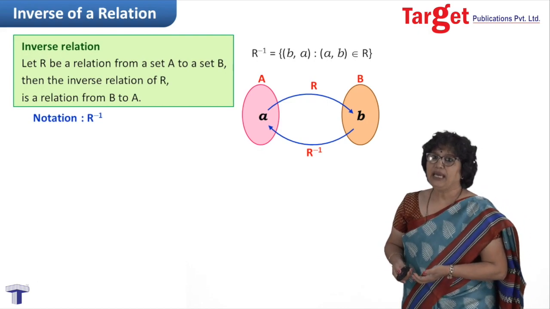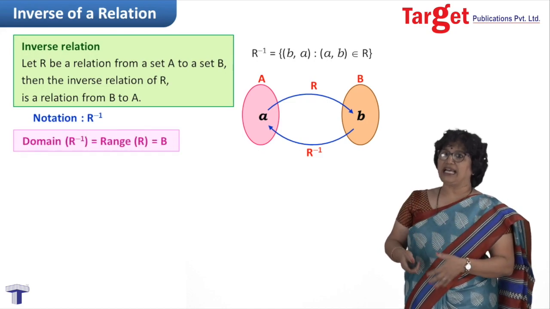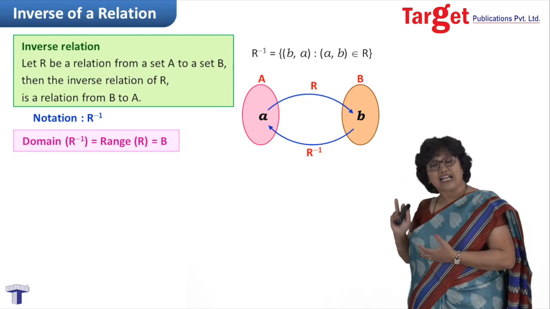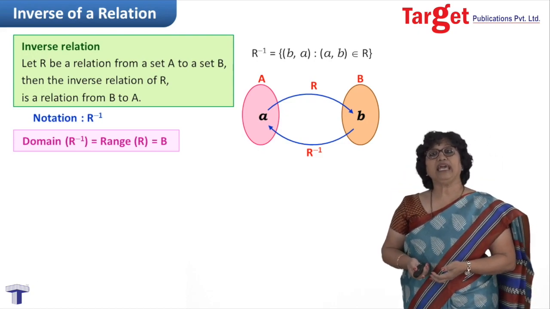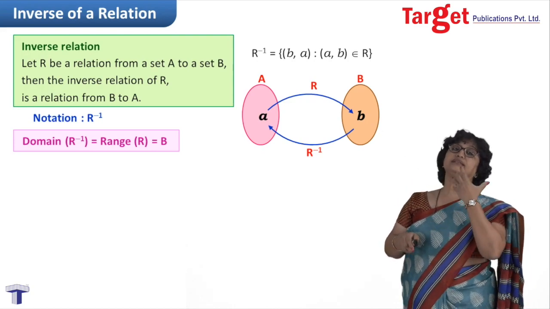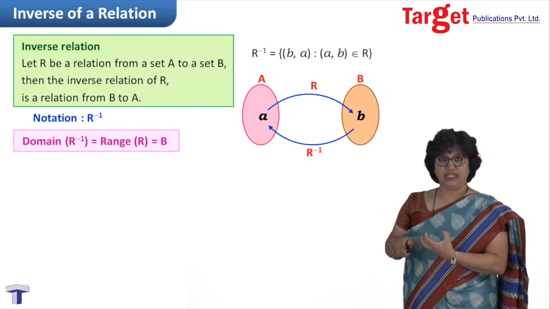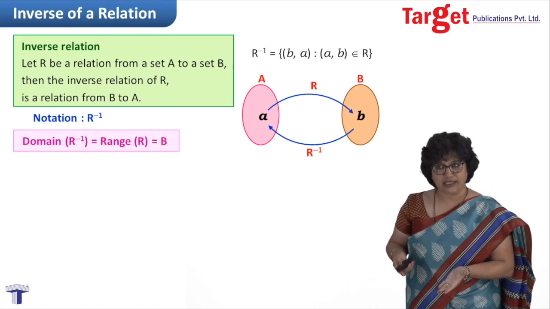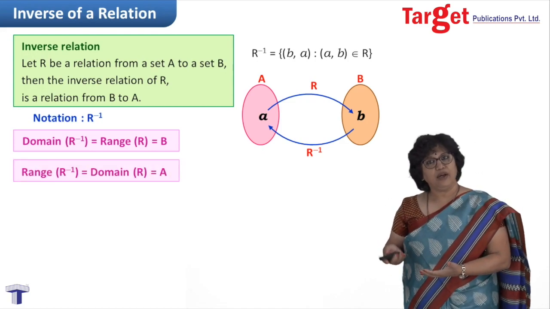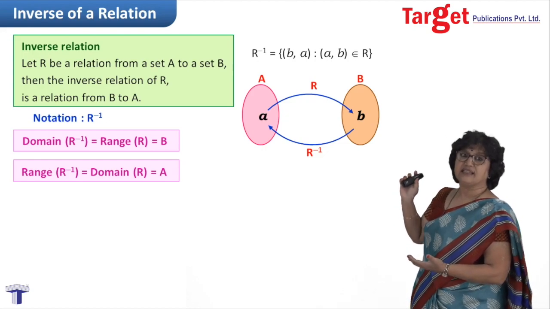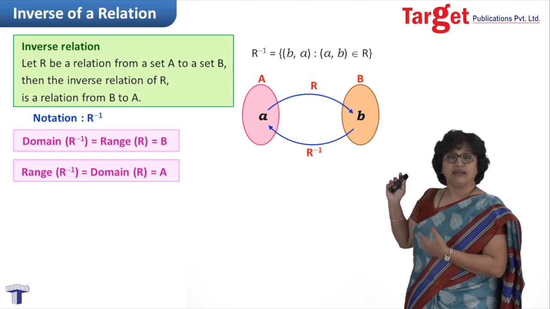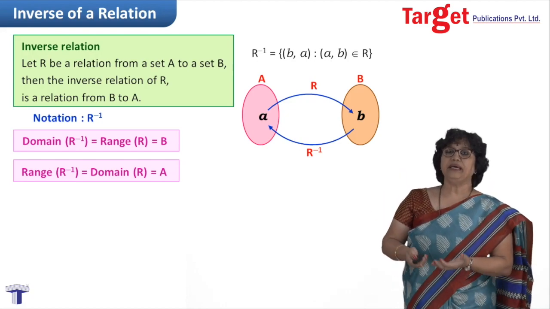Now, is it not clear that the domain of R inverse is set B? Why? Because it starts from set B. And set B is the range of R. So understand this: what was the range of the given relation becomes the domain of the inverse, and next, the range of R inverse is nothing but the domain of R. I hope everyone understands. R starts from set A, so that was the domain of R. Now this would become nothing but the range of R inverse.